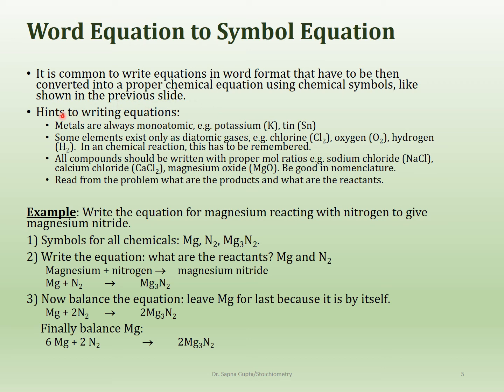Okay, and so here are the hints for writing chemical equations. First of all, the metals will always be monoatomic. So group 1, group 2, group 3, and then the bottom elements and the transition elements.